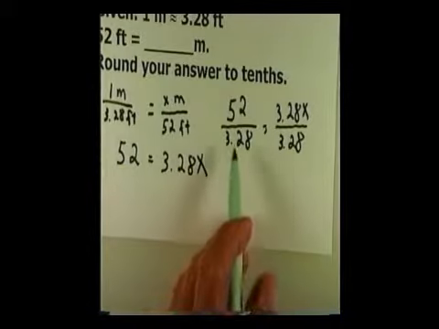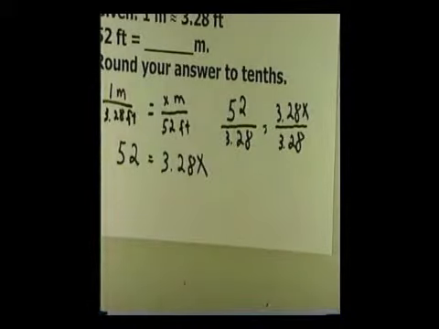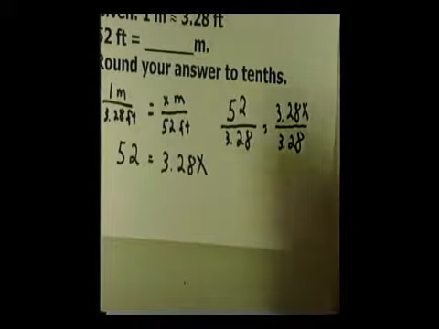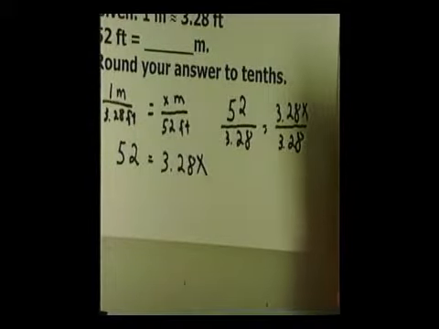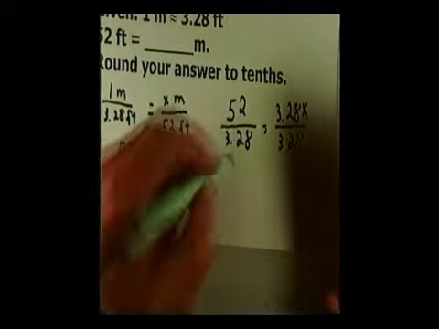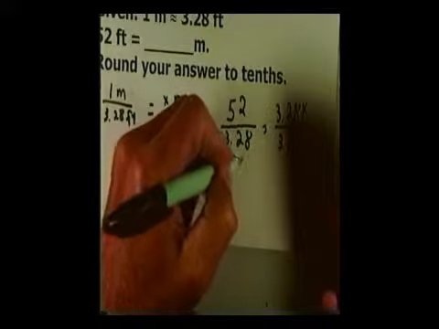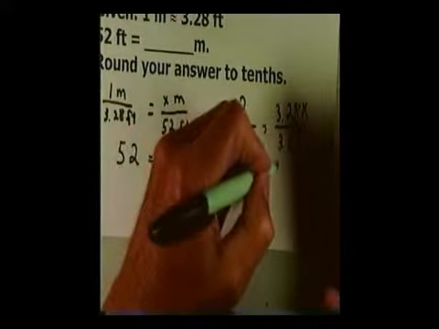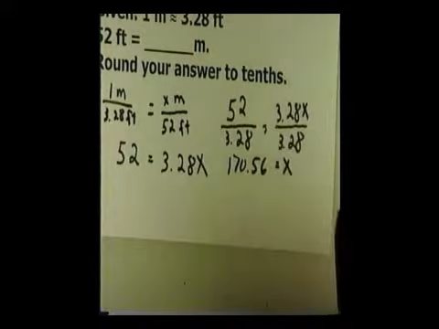Now, if you're not allowed to use a calculator, you need to do this by hand. If you're allowed to use a calculator in your class, then get your calculator and do, well, you're not going to be able to see it, but I'm going to do it on the calculator. 52 divided by 3.28. Now I get 170.56 is equal to x.